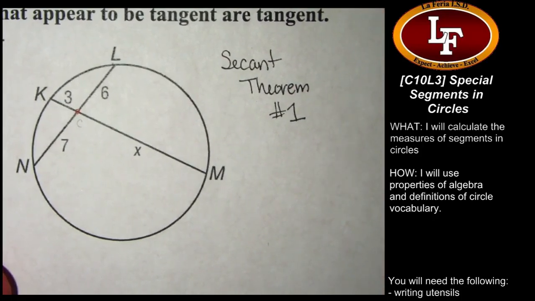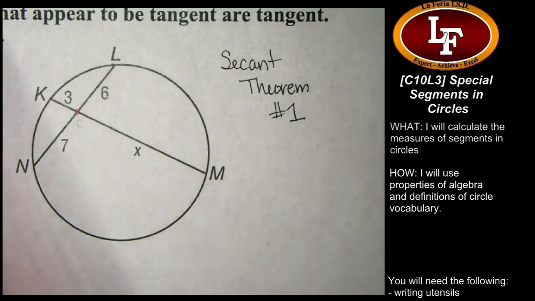That's the one that reads, if everyone will look at the theorem, it should read something along the lines of this: if two chords intersect inside a circle, then the product of the measures of the parts of the chords are equal to each other. Yeah? All right, here's what it means.